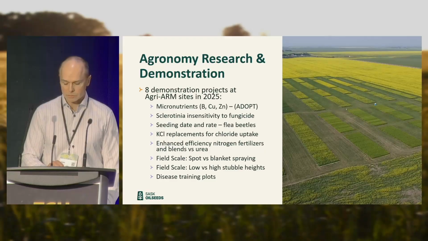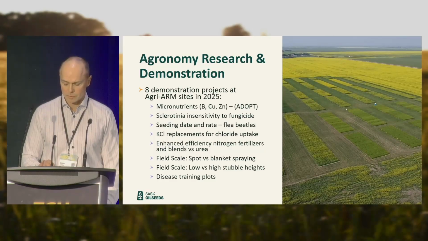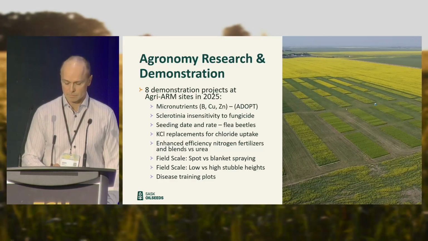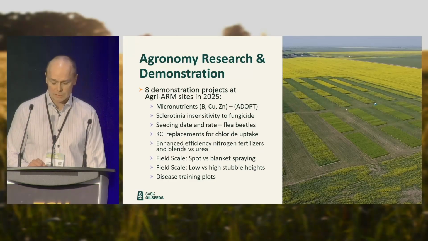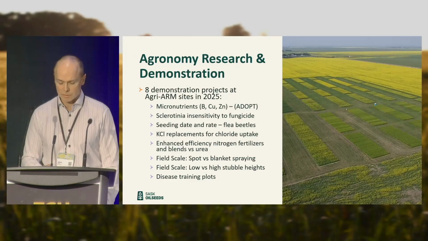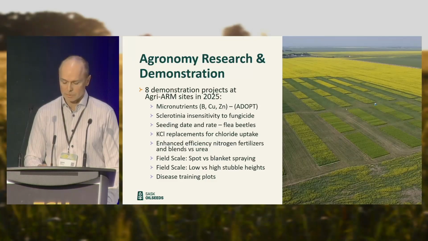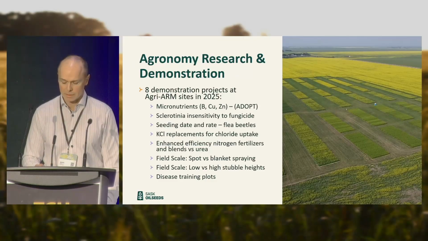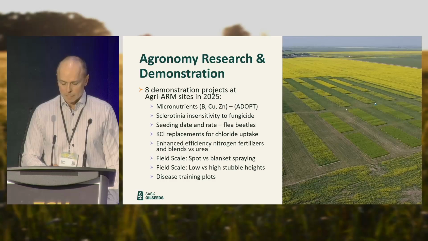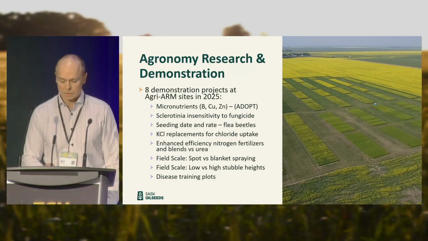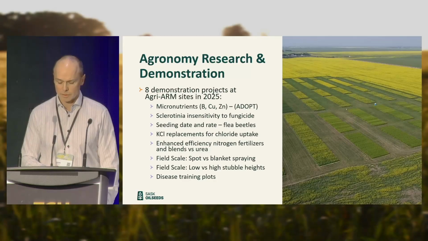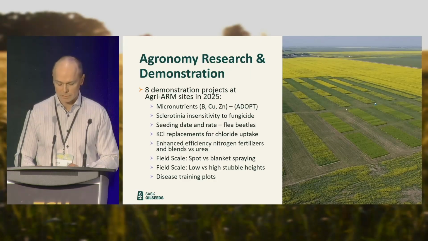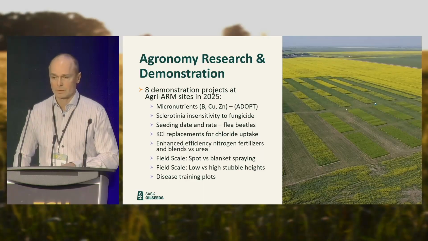Looking at potash for replacements for chloride uptake. Looking at response of enhanced efficiency nitrogen fertilizer products and blends versus urea for canola establishment, yield, and quality. That's the 2nd year we did that one. And for field scale research, we looked at the economic comparison of spot spraying versus blanket spraying of herbicides, as well as the impact of low versus high stubble heights of canola and wheat, which was co-funded by Sask Wheat.